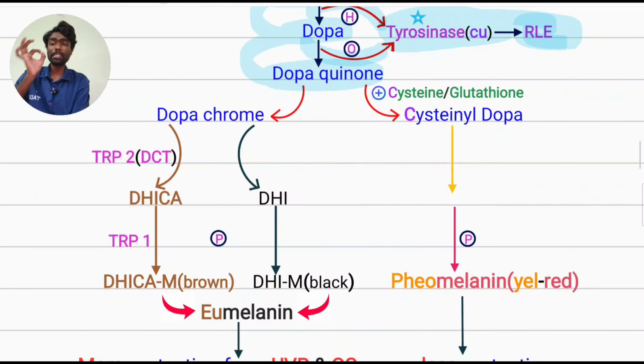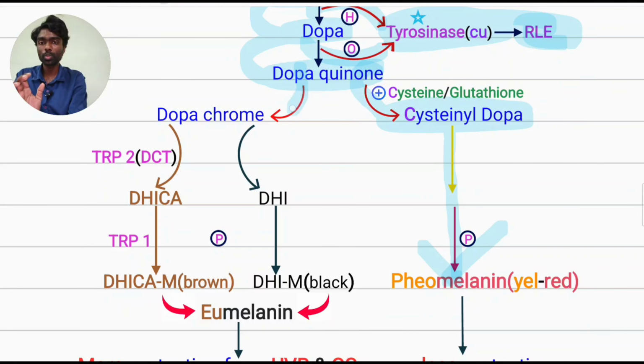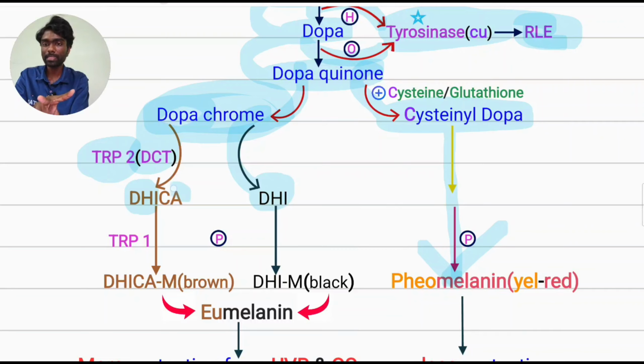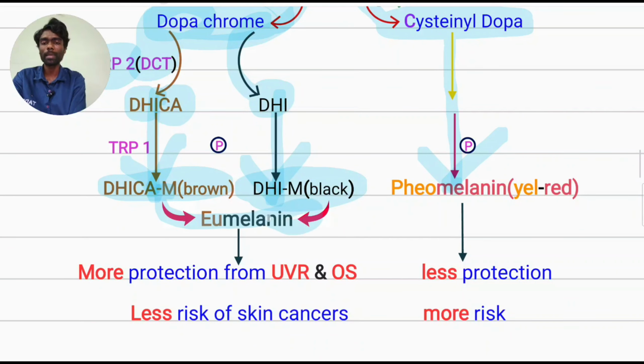Next, if cysteine is present, it will convert to cysteinyl DOPA and it will form pheomelanin. If cysteine is not present, it will convert to dopachrome. Dopachrome gets converted to dihydroxyindole, DHI. If TRP2, tyrosine related protein 2, also known as dopachrome tautomerase, is present, we have to add extra 2 letters to DHI, that is C and A. DHI carboxylic acid. It forms DHICA melanin, which is brown melanin. Here DHI forms DHI melanin, which is black melanin. Both these brown and black melanins are eumelanin only.